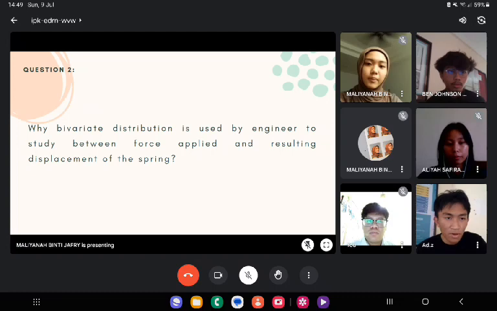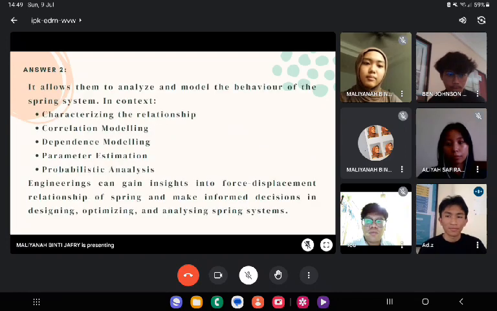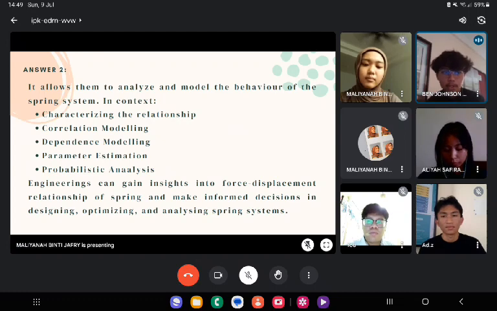Okay. Next, why is the bivariate distribution used by engineers to study the relationship between force applied and resulting displacement of a spring? It allows them to analyze and model the behavior of the spring system in context, characterizing the relationship, correlation modeling, dependence modeling, parameter estimation, probabilistic analysis. Engineers can gain insight into the force-displacement relationship of a spring and make informed decisions in designing, optimizing, and analyzing spring systems.